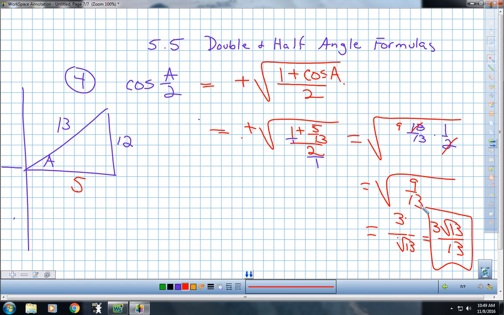Because they told us that the angle was in the first quadrant. And if we're trying to find the cosine in the first quadrant, that's when the x's are positive. Okay? All right, on the same page, let's do number 8. We're going to do 3 examples. 2 from this worksheet and 1 from the Kuta worksheet.